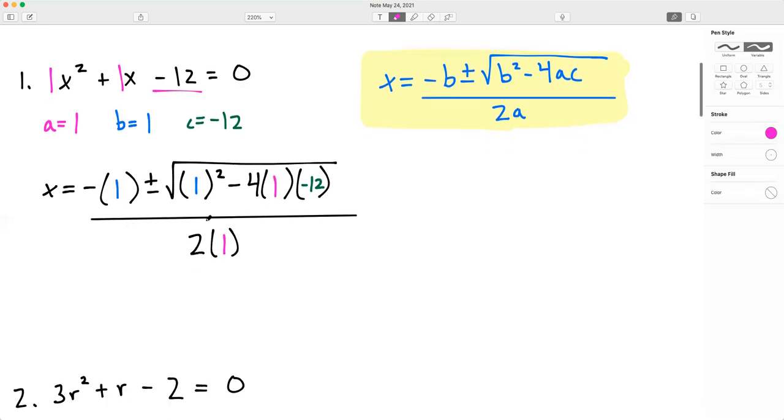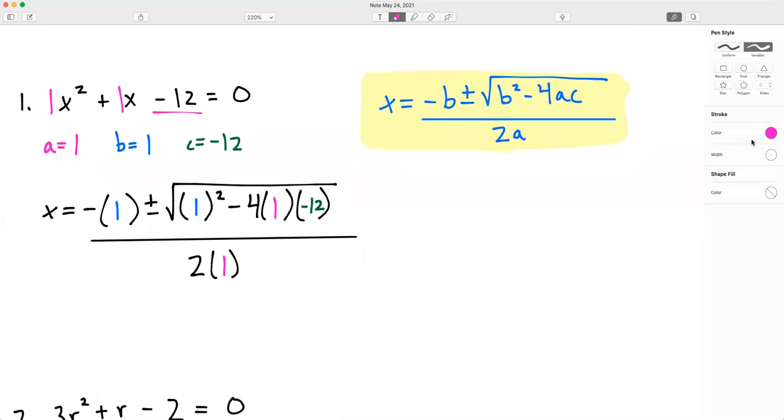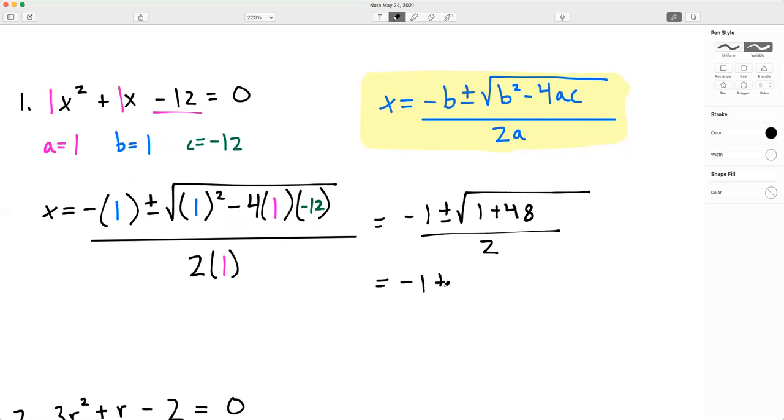So that is how we use the quadratic formula. You can see where the a, the b, and the c went when we use the formula. Now let's solve it. Okay, so we've got negative 1 plus or minus the square root. Now you know how to do square roots. 1 minus, so that's negative 4 times negative 12. That's positive 48, all over 2. So that would be negative 1 plus or minus the square root of 49.